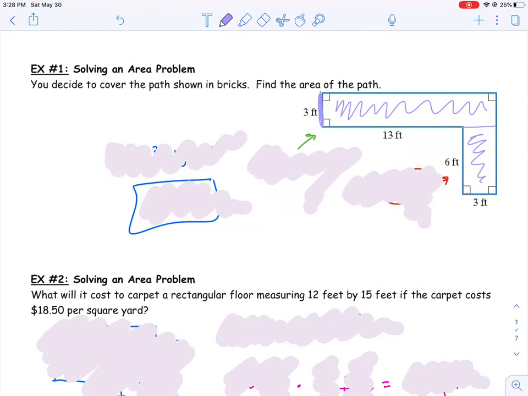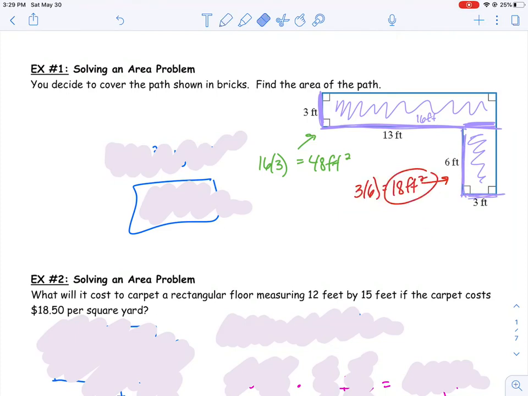And so this one has a width of 3 and a length of, be careful, this is 13 plus this much, which is 3. And so the length here is 16 feet. And so really to find the area of that rectangle, we need to do 16 times 3, which is 48 square feet. We're going to do the other rectangle, and so the length of this one is 6, the width is 3, and so the area of that little rectangle is 3 times 6, or 18 square feet.